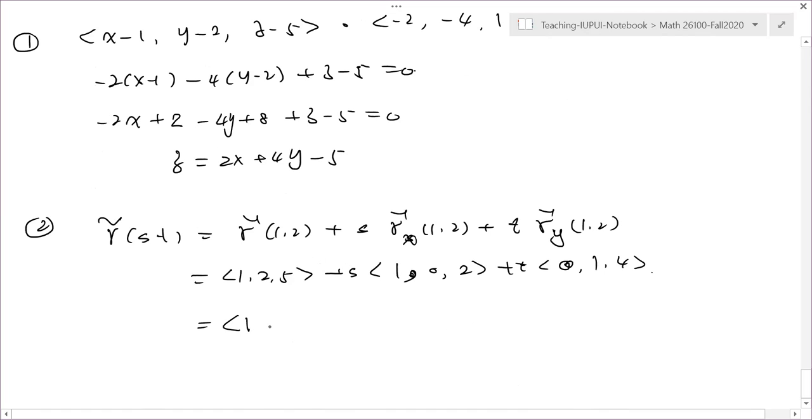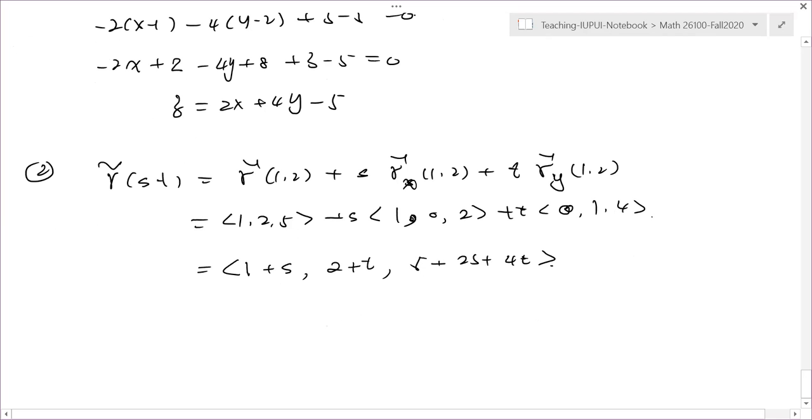You will get 1 plus s, 2 plus t, and 5 plus 2s plus 4t. Okay, so this is another way to parameterize the tangent plane. Okay, so it's good. And that's two different ways because we're talking about parametric equations for the surface. And the tangent plane is a special surface. Why not find the parametrization for the tangent plane, right?